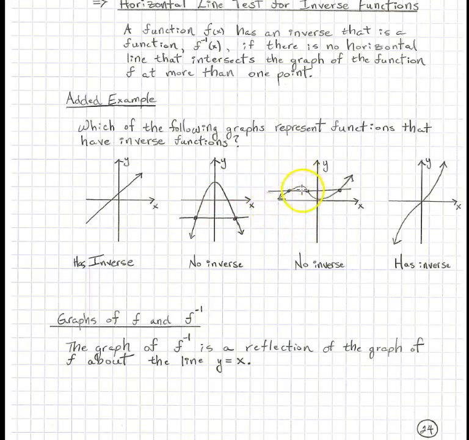Likewise, this is a type of function that would not have an inverse because I pass a line through, and here it passes in three places. This function does have an inverse. This looks like a cubic type function, and any horizontal line passed through this function will only pass through in one place. So that's how you can quickly tell, the horizontal line test.